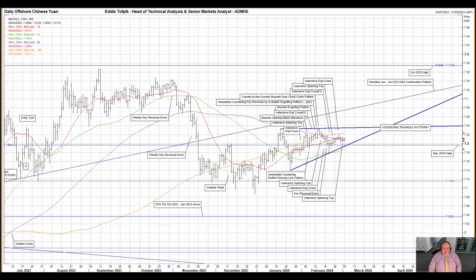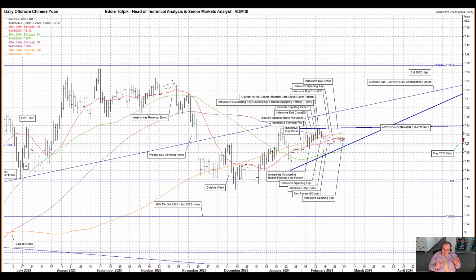US dollar against the CNH, the offshore Chinese yuan. An indecisive spinning top on Friday. Overall, the market is still capped by the slowly rising long moving average, currently at 722.41, though the declining medium moving average, currently 720.60, is starting to act as a base for the market now.